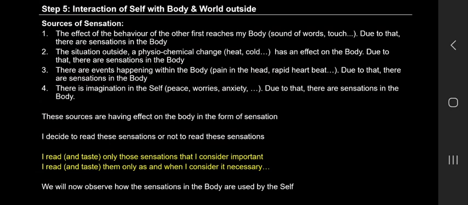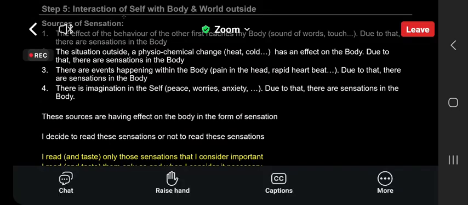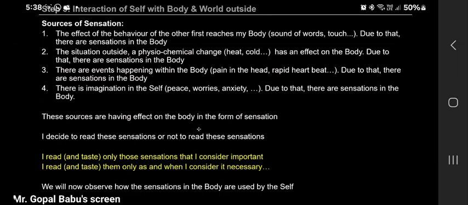Third source, there are events happening within the body. So there is a pain, rapid heartbeat, agitation in stomach, etc. Due to that, there are sensations in the body. And fourth source is something is going on in my imagination. Sometimes our feelings are in harmony, sometimes our feelings are in contradiction. So these are the sources due to which sensations are happening in my body.